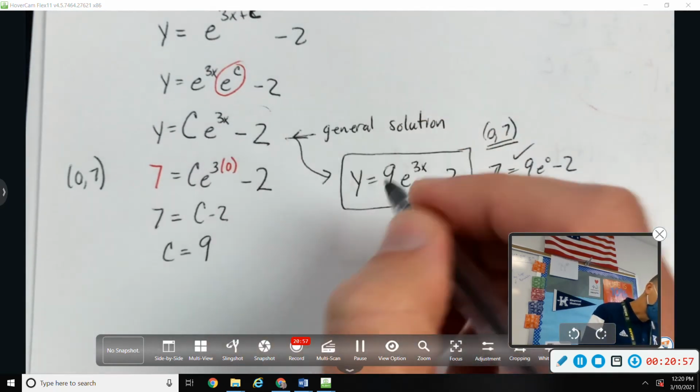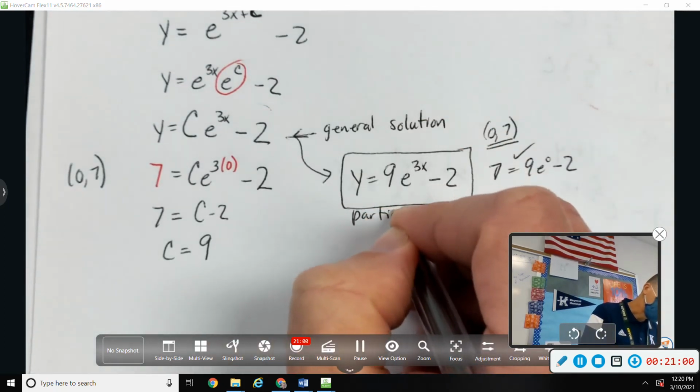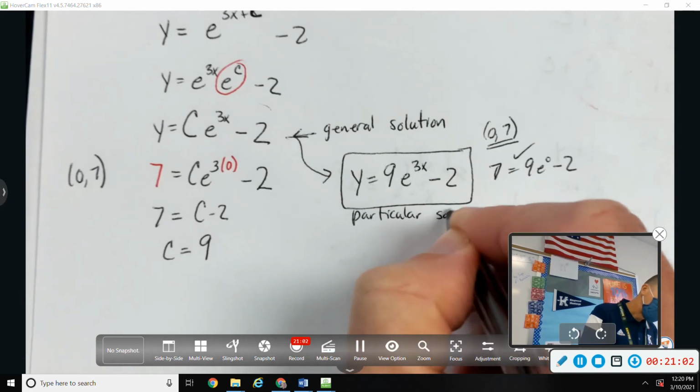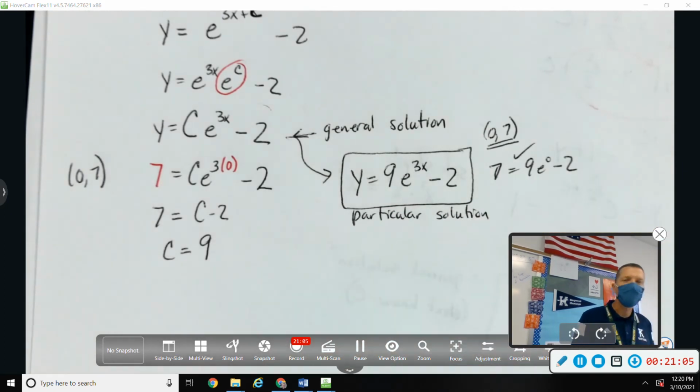And that would be the particular solution. The specific solution, the exact solution, we know what C is.